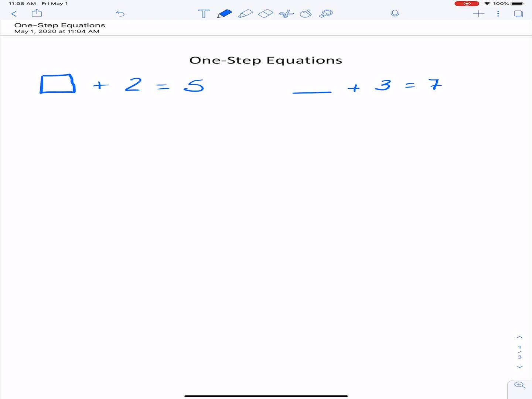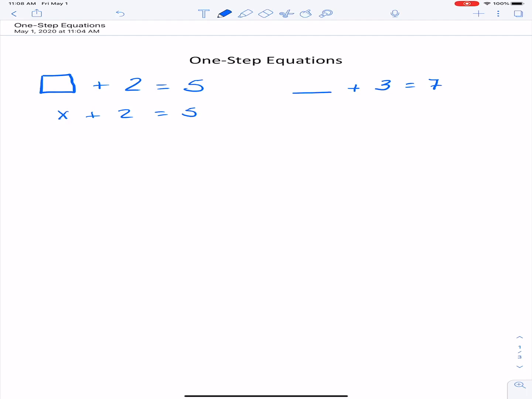Believe it or not, this is called algebra, but in today's class, we are going to replace that box or that space with a variable. So we would write this equation as x plus 2 equals 5. So that's going to lead us into our lesson today.